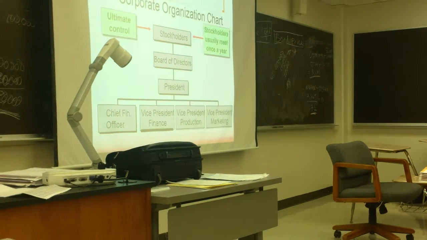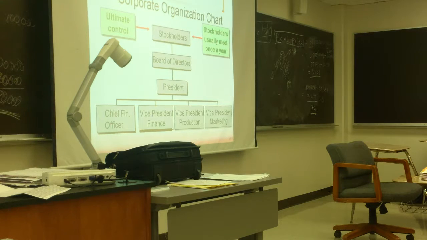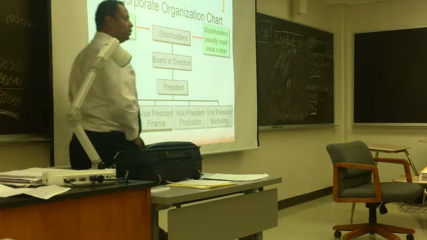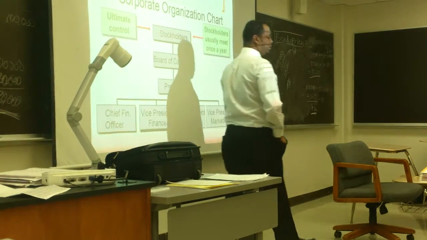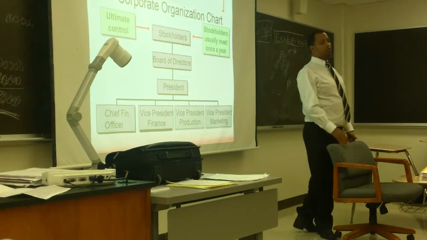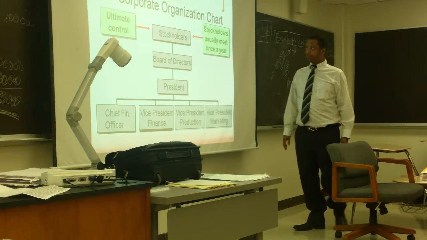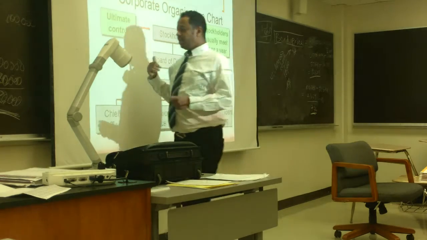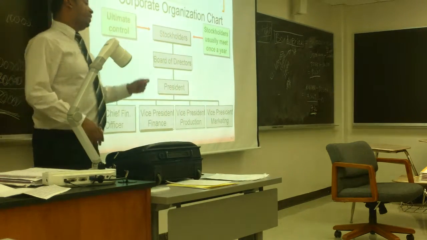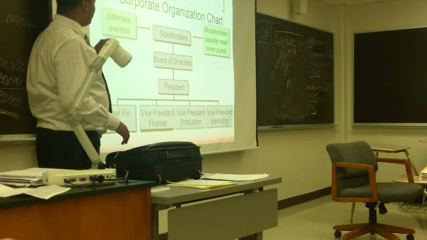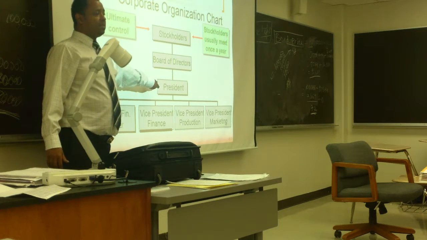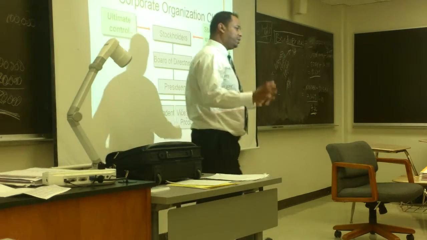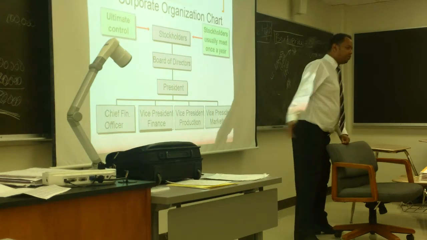So let's look at the organizational structure of corporations. Who owns a corporation? Who is the owner of the corporation? Stockholders or shareholders. They have ultimate control of the corporation, and stockholders usually meet once a year. Then stockholders can elect the board of directors, and the board of directors can appoint the president. And the president can hire the managers, vice presidents, officers, or vice president CFOs.